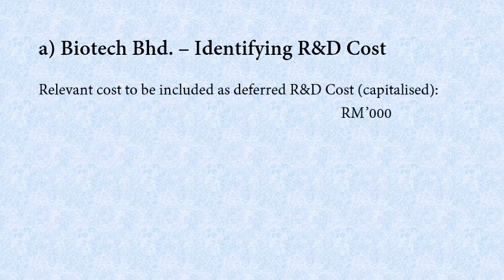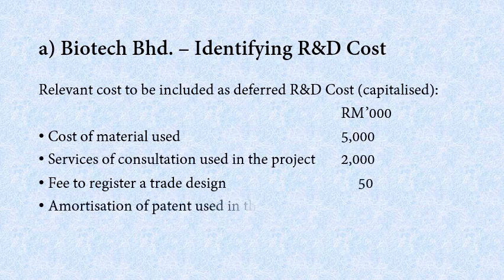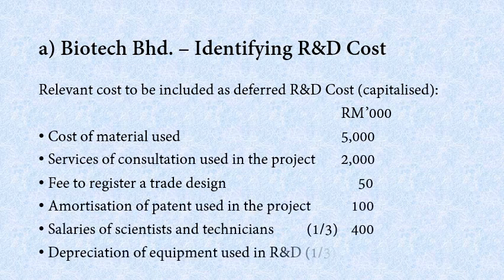Having said that, we can now list down the relevant costs. So we have cost of material use 5 million, services of consultation used in the project 2 million, fee to register a trade design 50,000, amortizations of patent used in the project 100,000, salaries of scientists and technicians 1/3 of that 400,000, depreciations of equipment used in research and development activities 1/3 of that 300,000. All of these amounted to 7.85 million ringgit.